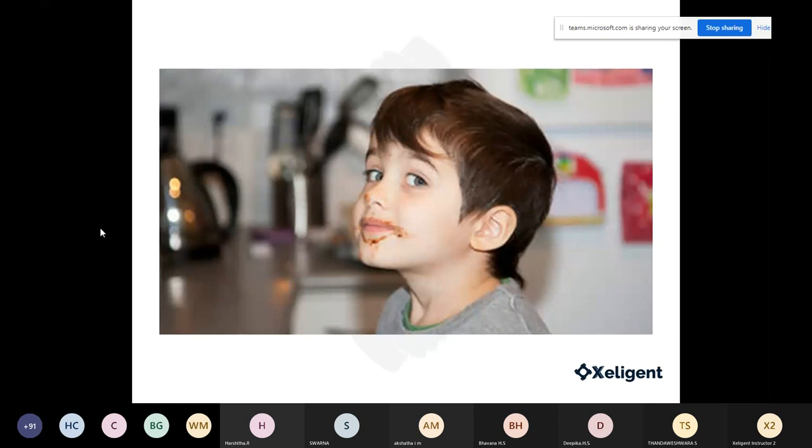What do you infer from this picture? You can see there is a kid, and behind that you can see he's in the kitchen, correct? You can see the vessels and all. And what do you observe from this? What do you infer from the look on his face?